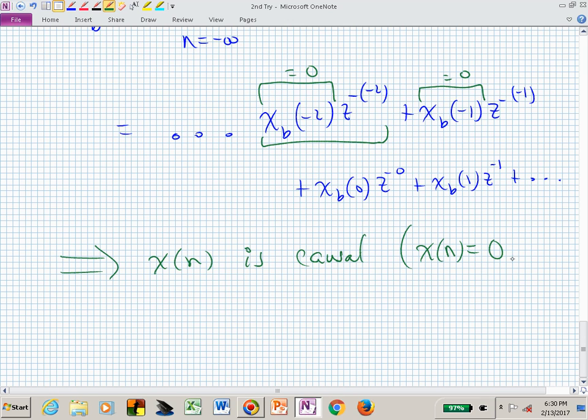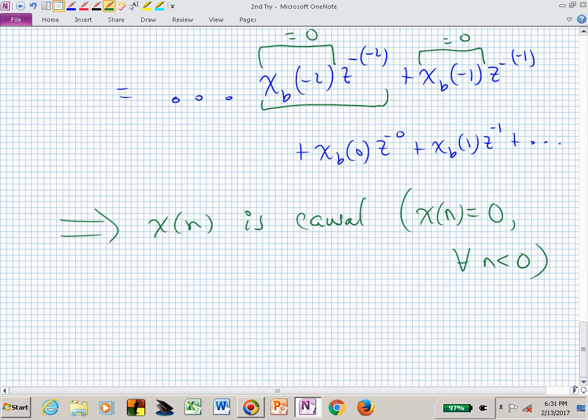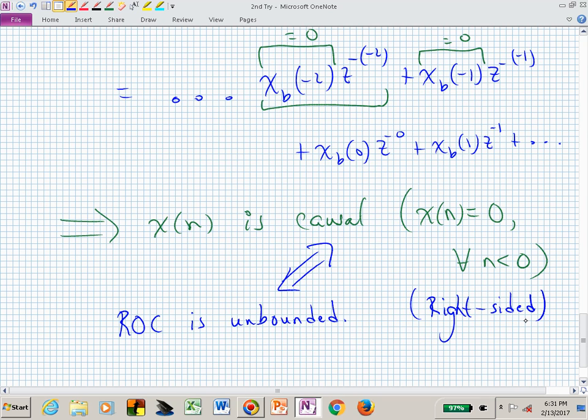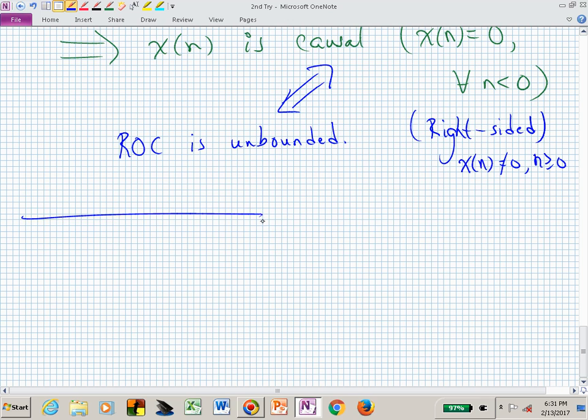Okay, so now we know x of n is causal, which says that x of n is equal to 0 for all negative n. And this causal really says that our region of convergence is unbounded, or right-sided, meaning x of n is not equal to 0 for n greater than or equal to 0. That's right-sided, or causal, because we have an unbounded region of convergence. What about possibility number 2?